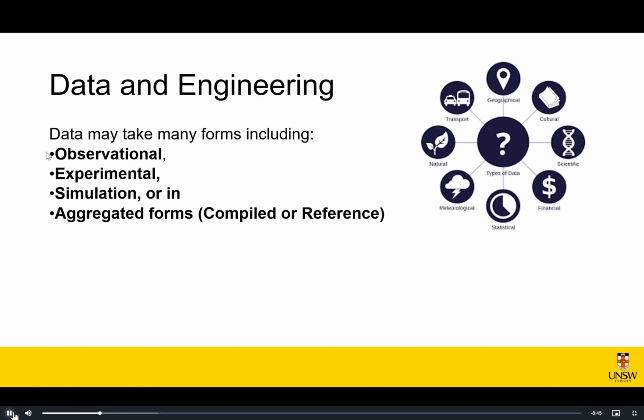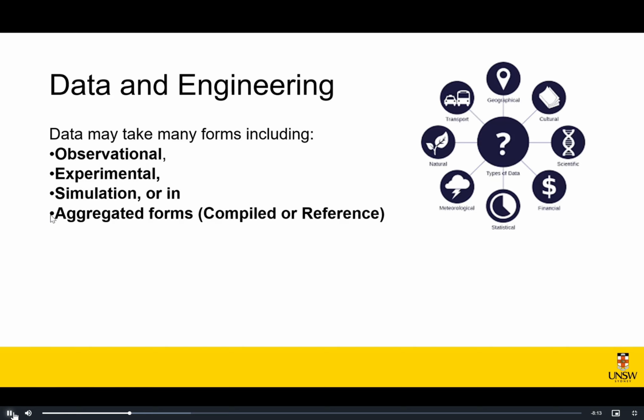It could be observational, things that you've observed in the environment or in your neighbourhood, for example. It could be experimental. You've had a research question and you're experimenting to prove or disprove your research question. And so these will be things where you're varying one or two different variables and then measuring the response. It could be from a simulation, so you're running a model and you're seeing what happens. Or it could be in an aggregated form.